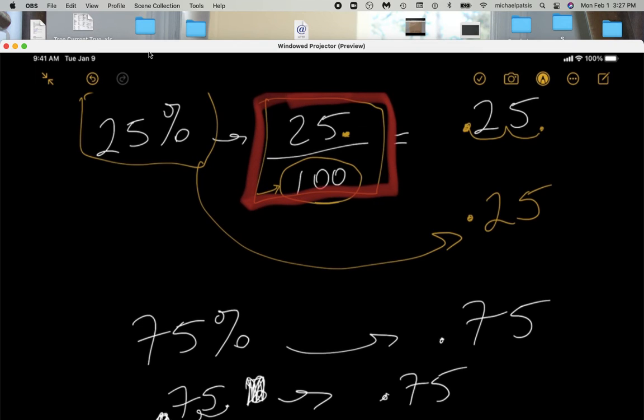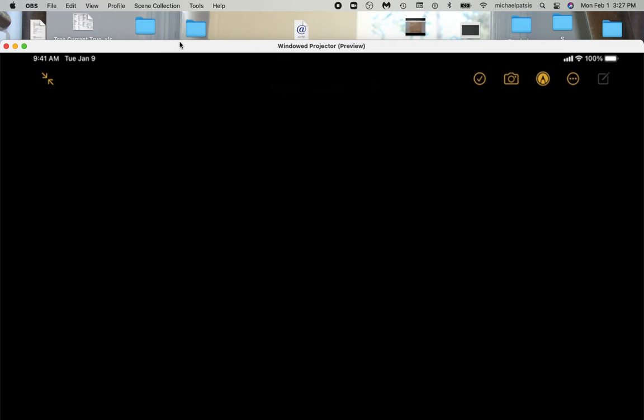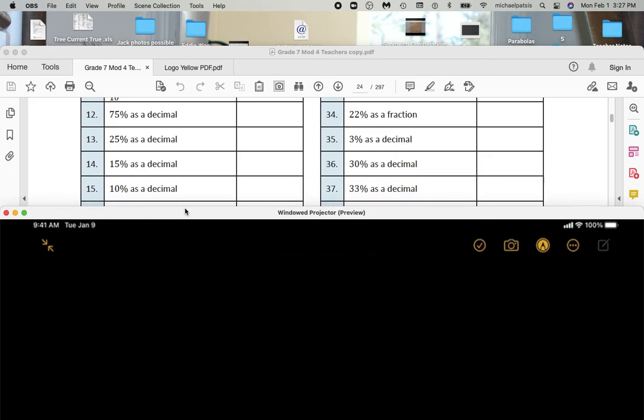We changed the 25% into 25 divided by 100. We know when you divide by 100 you get smaller. Therefore, we move the decimal place to the left twice and get 0.25.